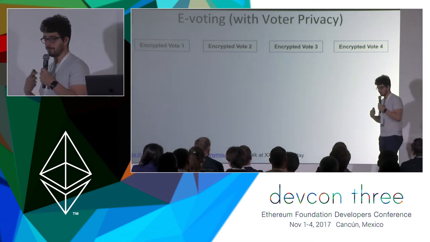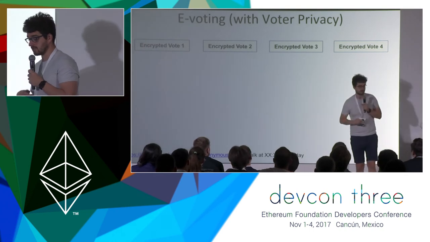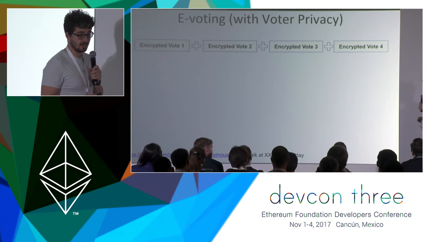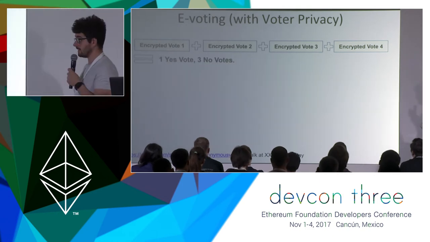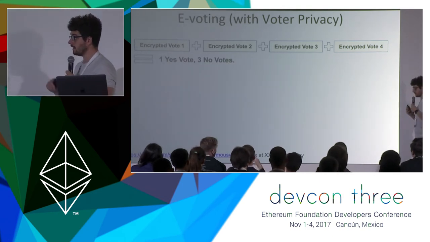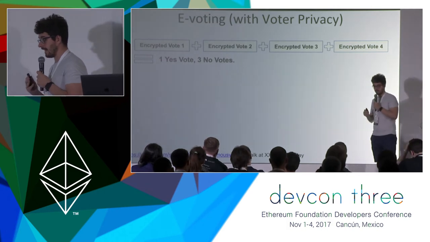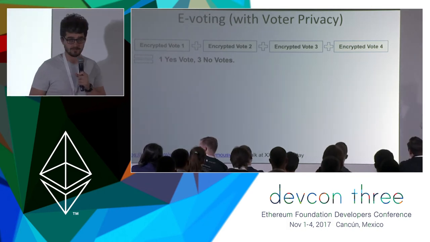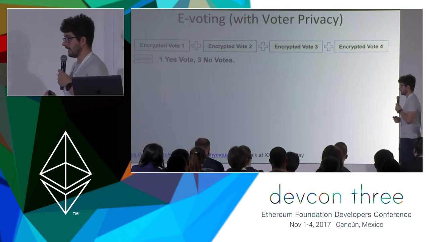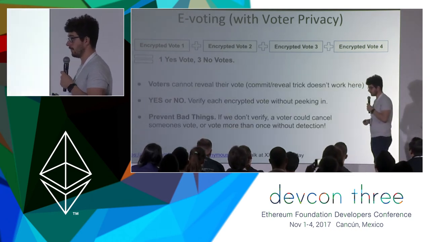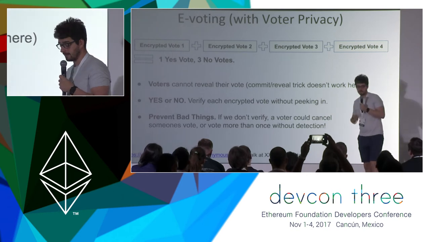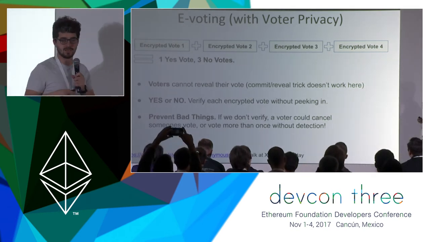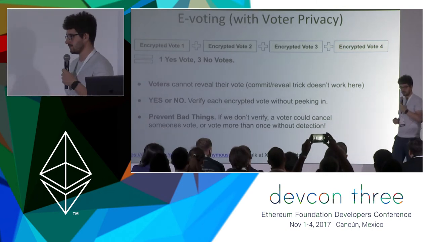And let's imagine we have four encrypted votes, and these are stored on the smart contract. And now we want to compute the tally. We should be able to simply add these votes together. And once all the encrypted votes are added together, there'll be some crypto magic, and it will automatically perform the decryption. So then we get the tally: one yes vote and three no votes. Now in this setting, voters cannot reveal their vote. So we can't do that really nice commit and reveal trick that we did with hash functions.